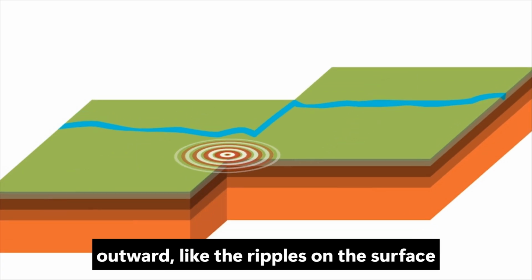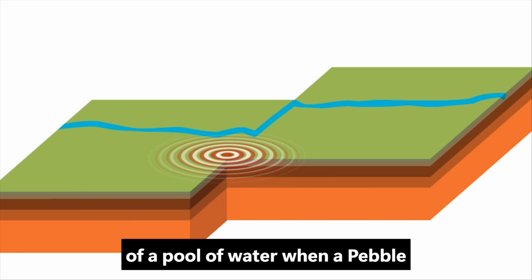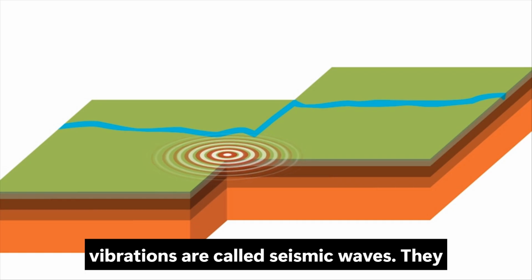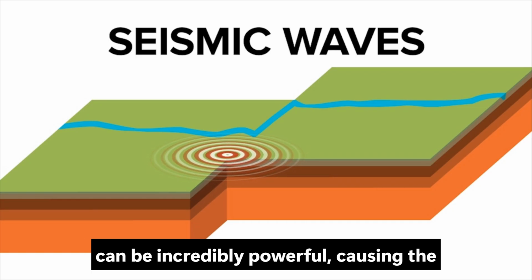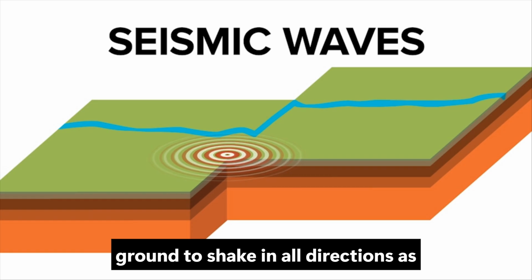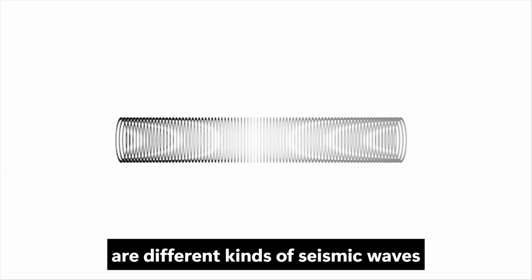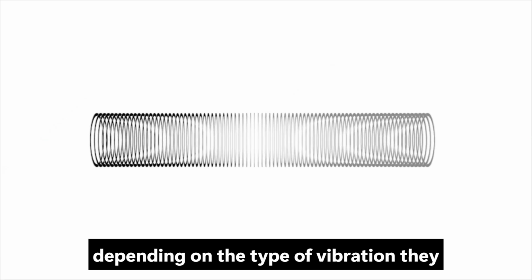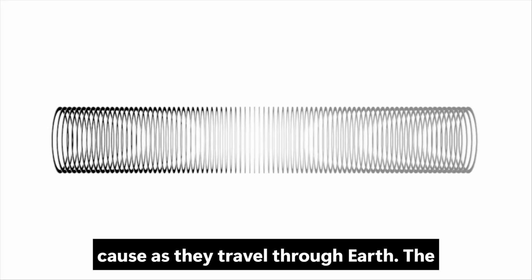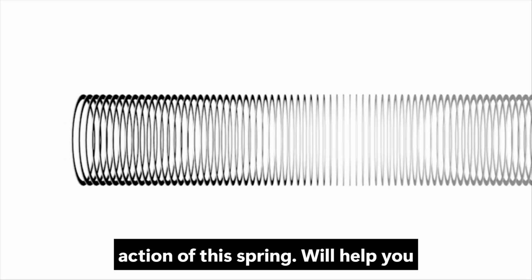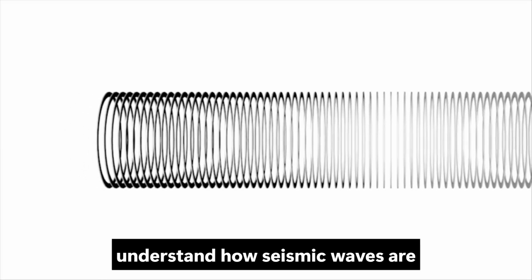This vibrating energy moves outward, like the ripples on the surface of a pool of water when a pebble is tossed in. These vibrations are called seismic waves. They can be incredibly powerful, causing the ground to shake in all directions as they travel through Earth's layers. There are different kinds of seismic waves, depending on the type of vibration they cause as they travel through Earth. The action of this spring will help you understand how seismic waves are classified.